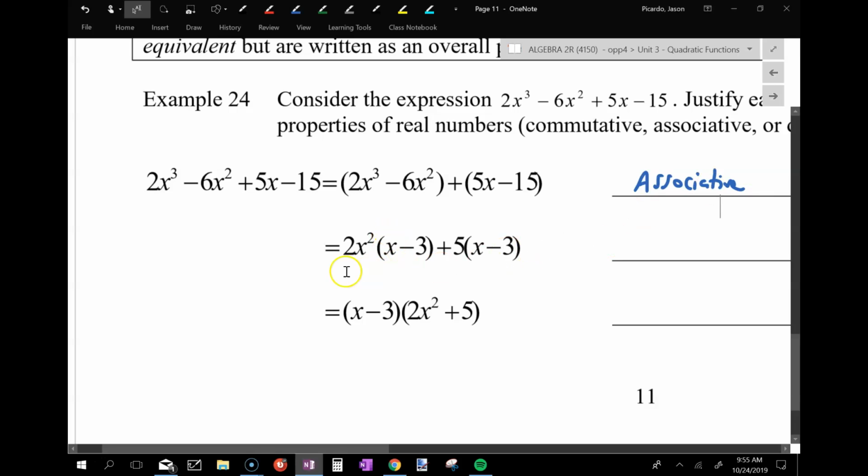Guys, do you agree that when I factor out a GCF, isn't that like reverse distributing? Yeah, this is like a distribution, right? And then here, guys, I moved parentheses around again. So this is another associative.